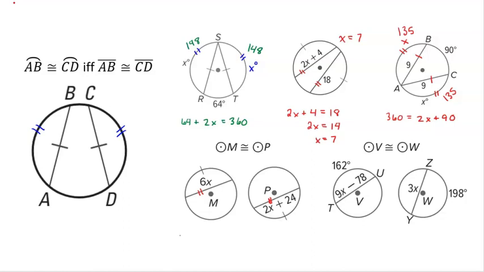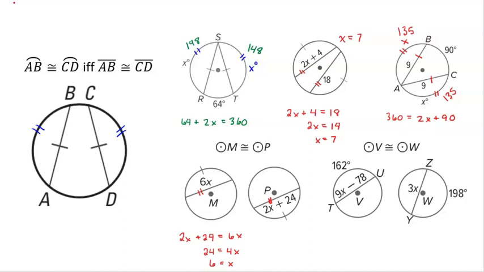And so from here, we've got 2x plus 24 equals 6x. I can subtract 2x from both sides. I get 24 equals 4x, and that gives me x equals 6. And so I would be able to find out what x is from there. And then the same thing going on with these two. It's telling me that circle V and circle W are congruent.